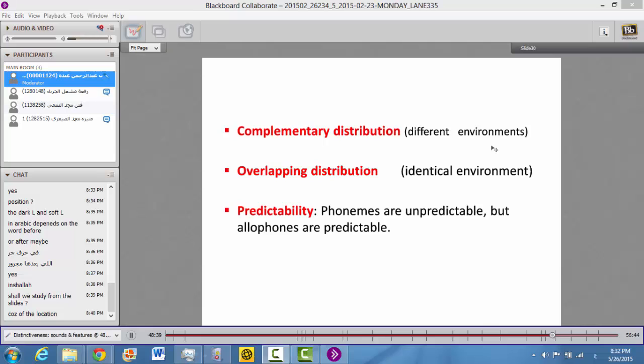Shall we study from the side? Study from both. The textbook, you should read also the book and the slides, both of them.